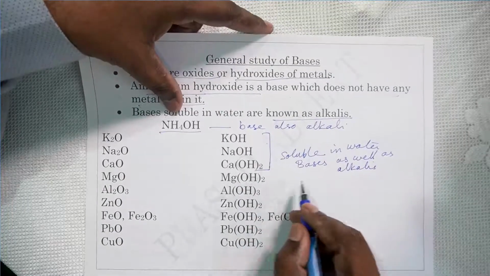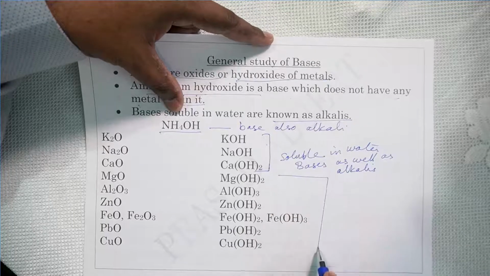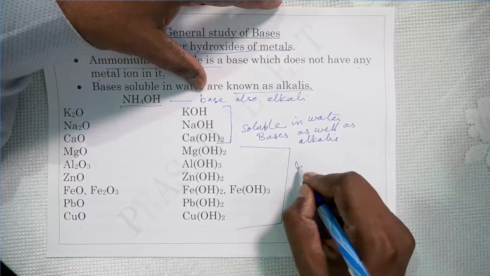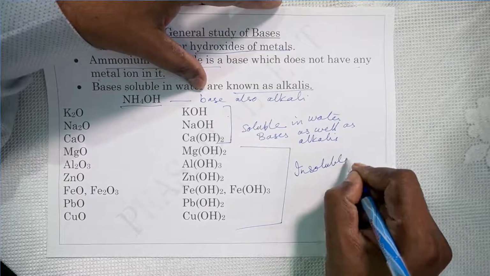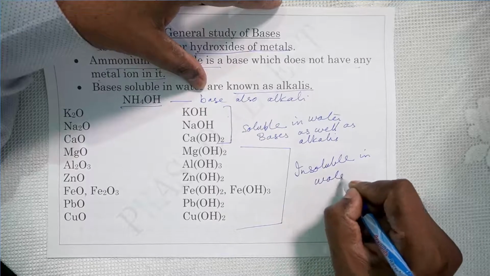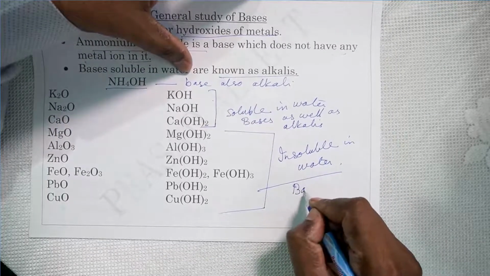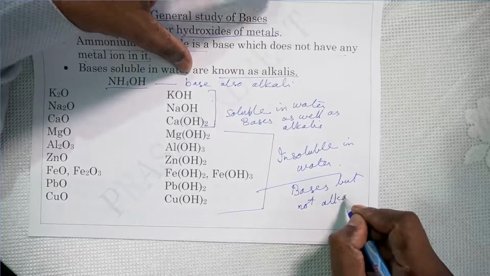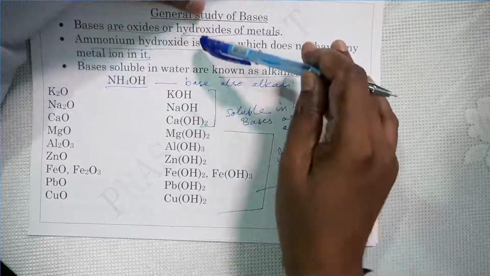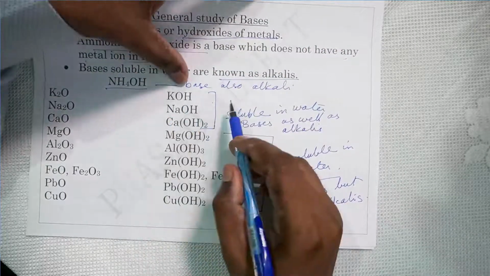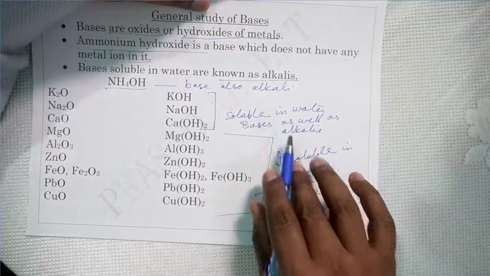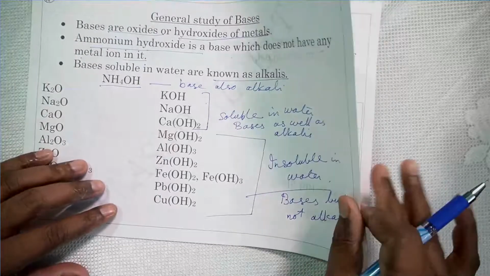Now the metals below this, from magnesium downwards in the activity series, their oxides and hydroxides are insoluble in water. So they are bases but not alkalis. So all these are bases, but only ammonium hydroxide, potassium hydroxide, sodium hydroxide and calcium hydroxide, only these four are alkalis because only these are soluble in water. The remaining are only bases, they are not alkalis.